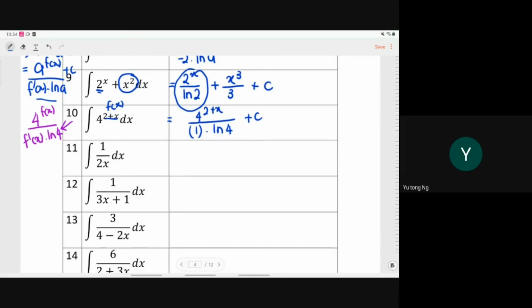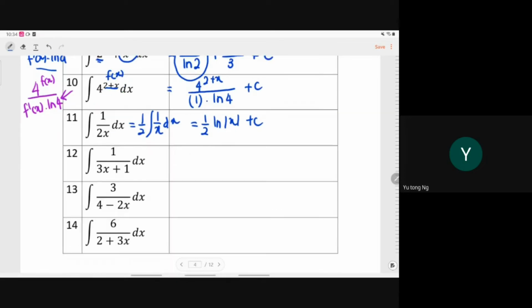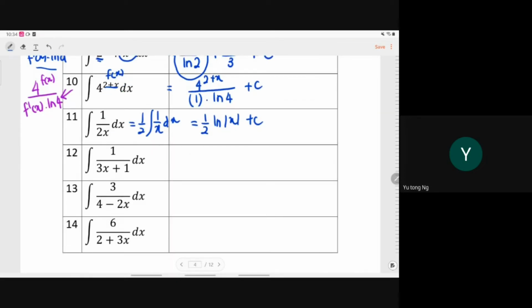Okay, so what about this? Integrating 1 over 2x dx. You can take out that half. 1 over x dx, which 1 over x hanya ada satu jawapan sahaja, which is 1 over 2 ln x plus c.